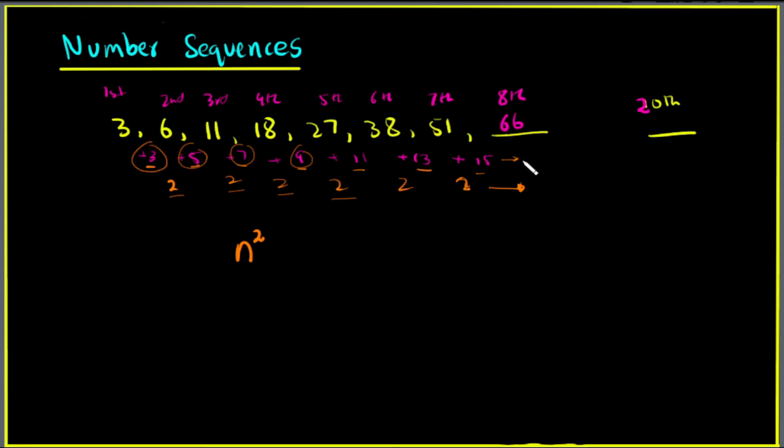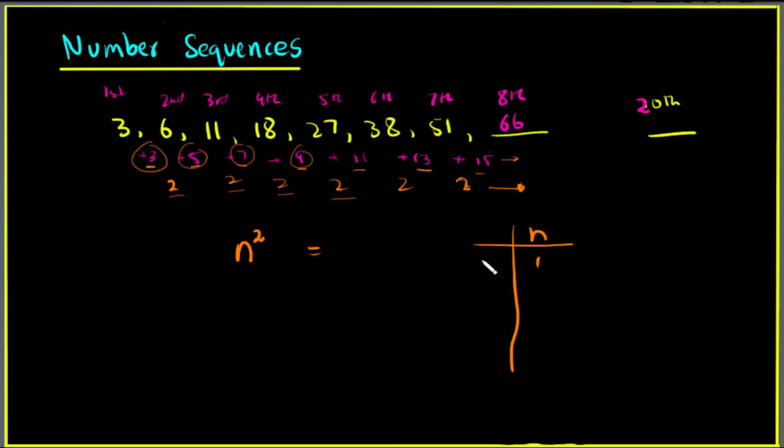These terms are not common; they're not the same, but these terms are the same. So there has to be an n squared involved in that, right? So let's see if we can draw a table and then see if we get the required results or not. So if we put n equal to 1, what do we get?